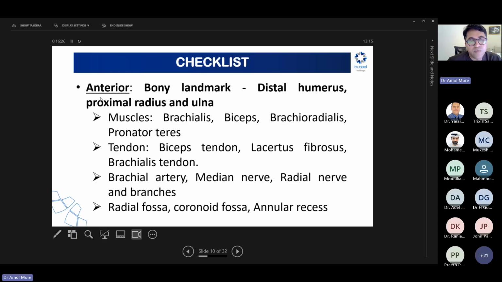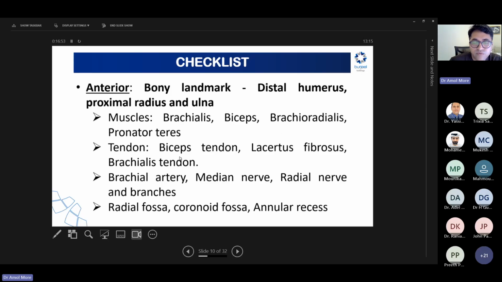When we are talking about any MSK ultrasound, firstly we locate the bony landmark. So in our anterior elbow, the bony landmarks will be the distal humerus, proximal radius, and ulna. And in the anterior elbow, what all things will we be assessing? In muscles, we'll see the brachialis, biceps, distal biceps, brachioradialis, and pronator teres.